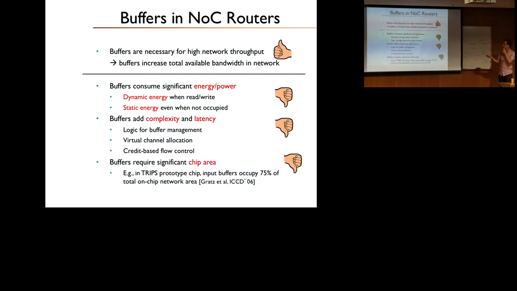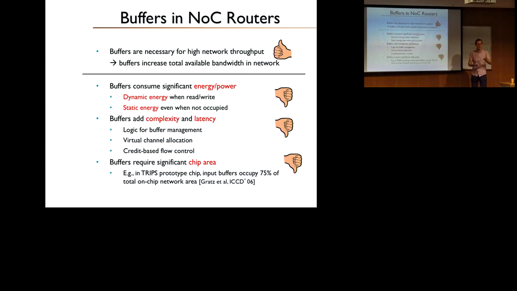And they require significant chip area. Take this with a grain of salt. There have been prototype chips that didn't really optimize for buffers. But in some cases, they actually showed that approximately 75% of the total on-chip network area is really buffers. But of course, this depends on how much you optimize your buffers and how big of wires you have.